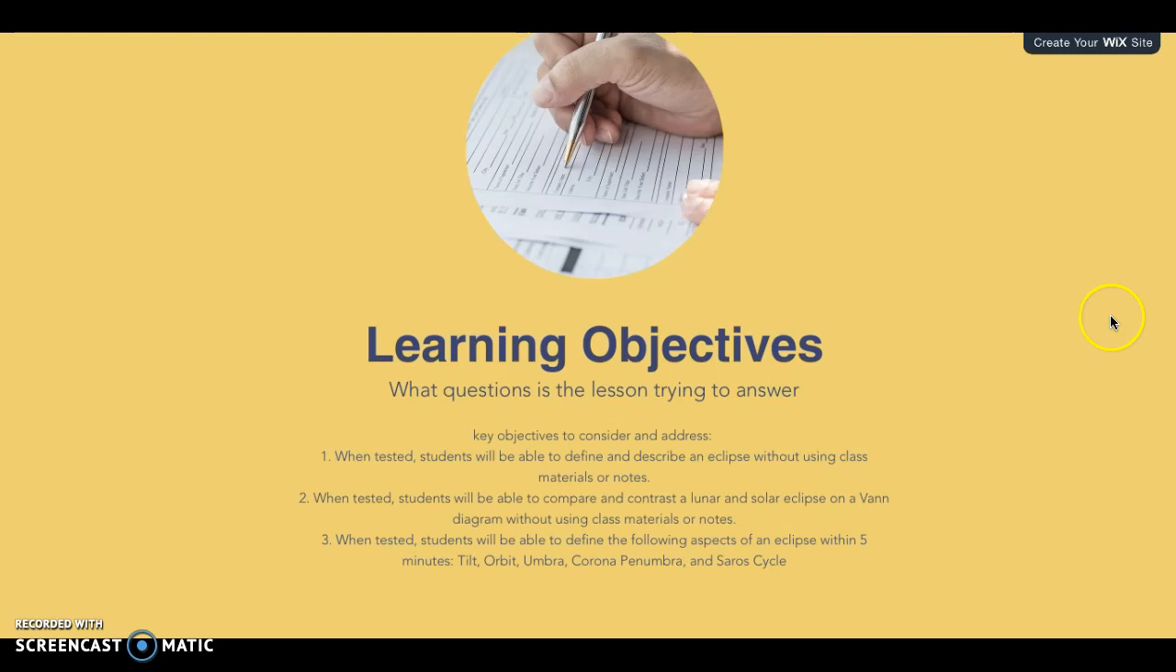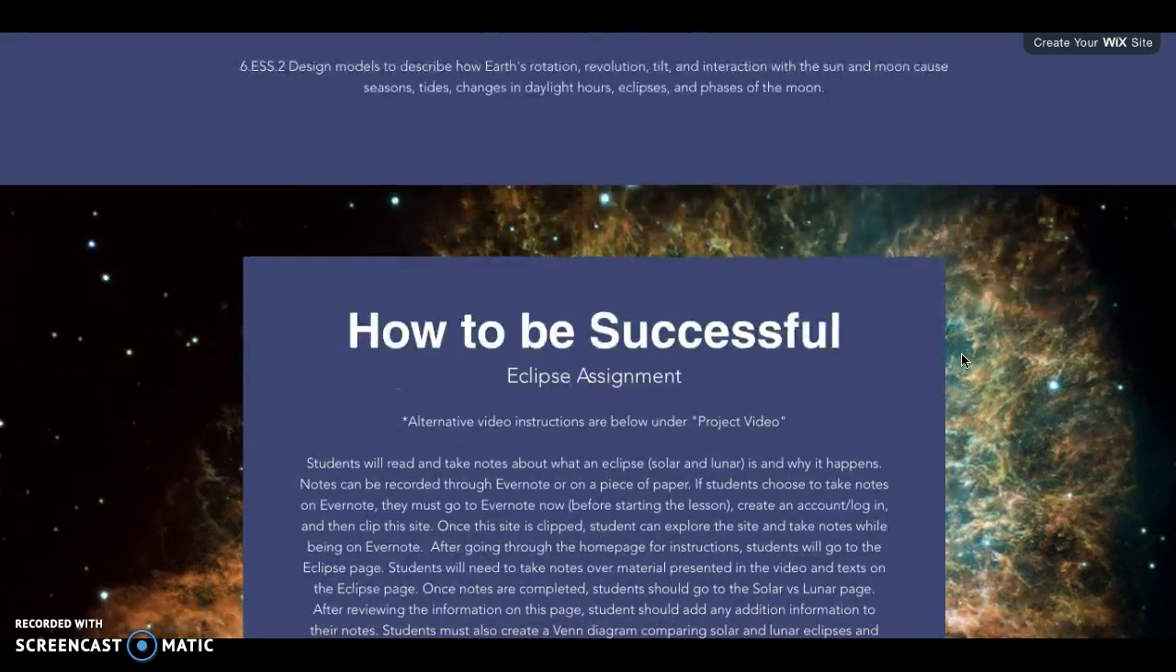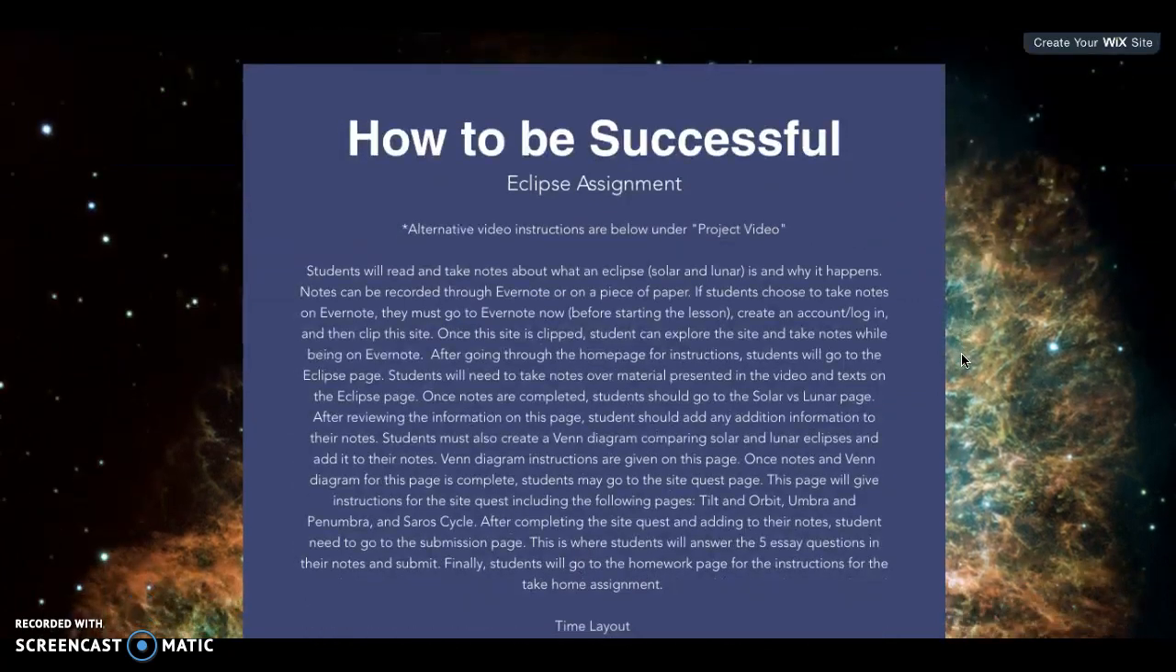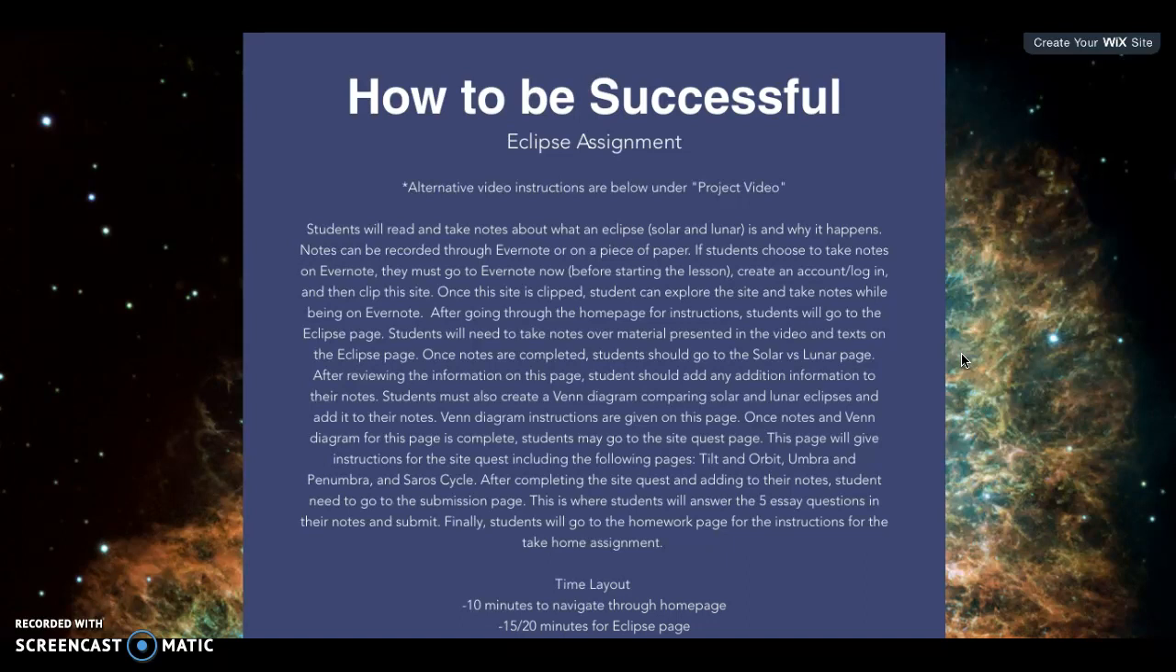Please go over these. These are where you're going to be taking your notes on, what your notes are based off of, and how I'm going to be grading your notes in this lesson. The state standard, so if you want to know where I got my objectives. How to be successful, this is a written description. Right now you're watching the video description of how to complete this lesson successfully, but if you want to have a written description, that is also available on the home page.